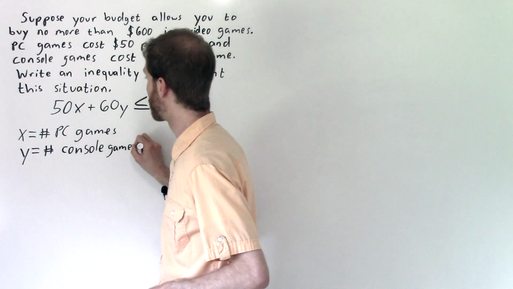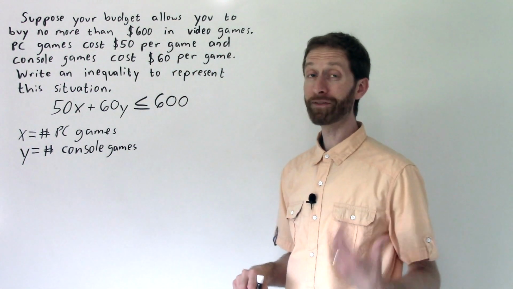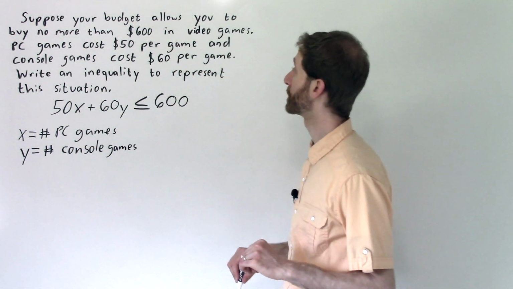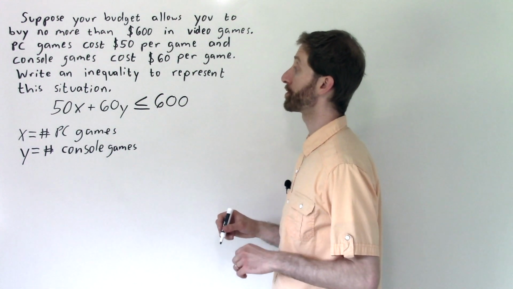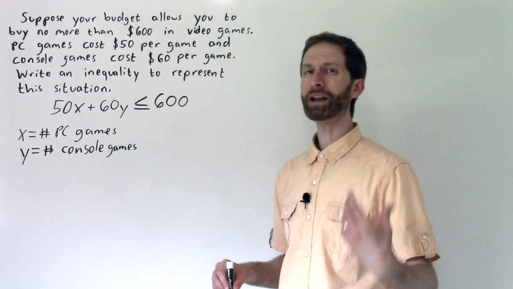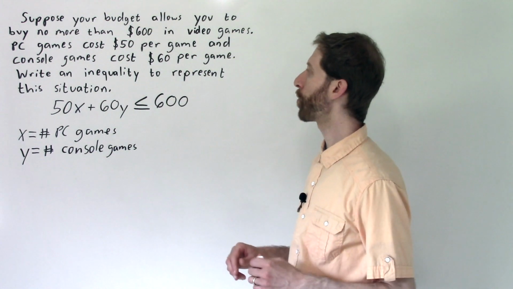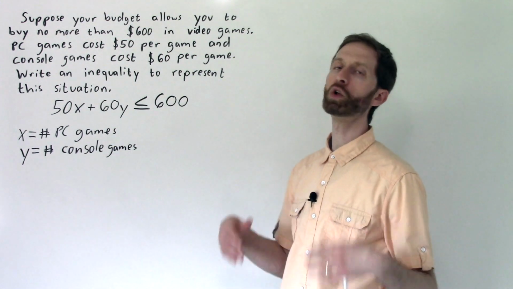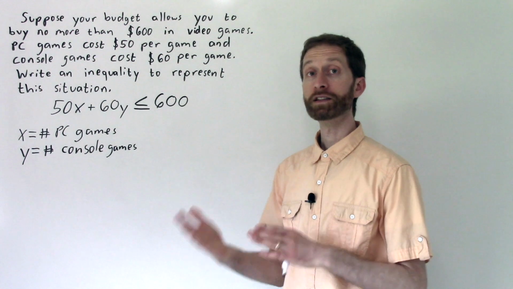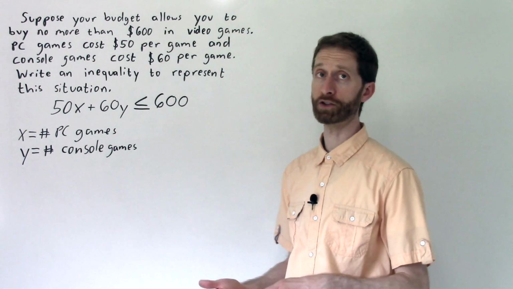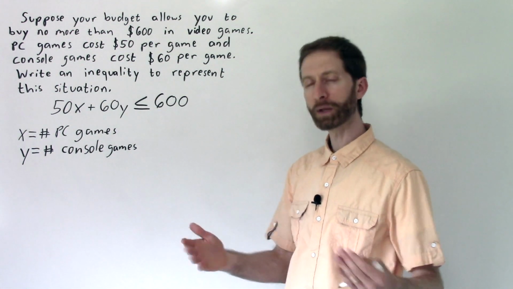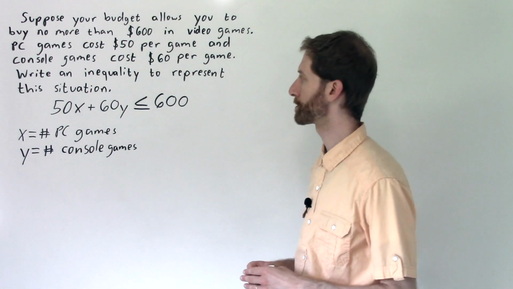All right. Now, from there, we have an inequality. Let's see if it's correct. It says write an inequality to represent the situation. I'm going to make that a little more specific. Let's say write an inequality to represent the total combinations of different types of games, PC and console, that you can buy. That would be a little more particular in terms of the instructions.